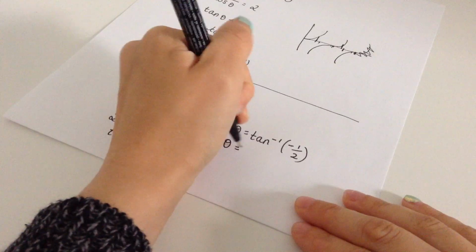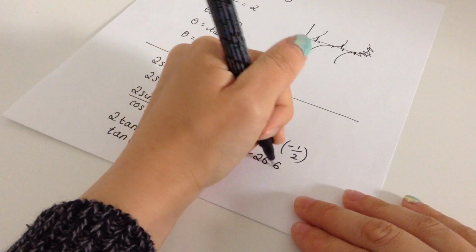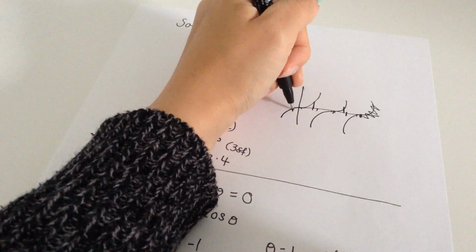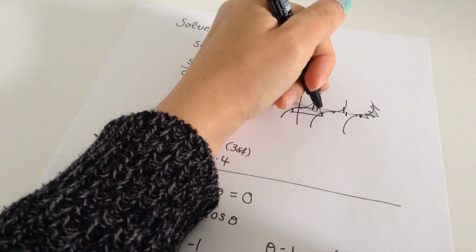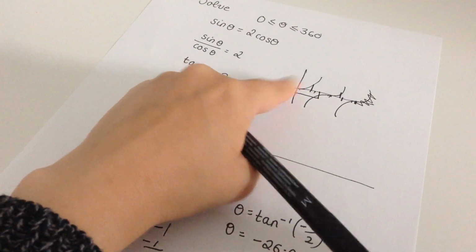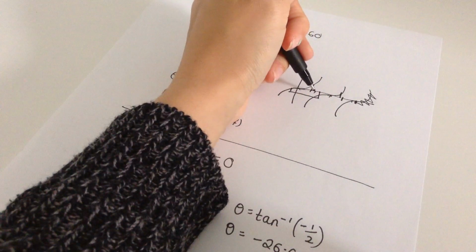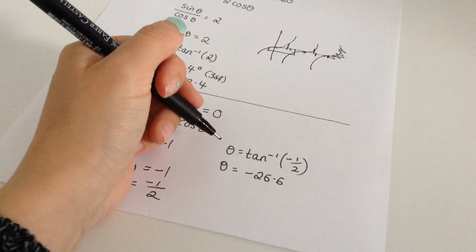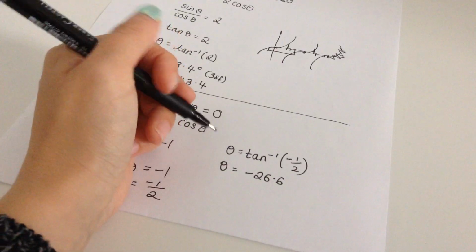Okay, so tan theta equals -1/2, and then I can just inverse tan that. So theta is minus 26.6. That's no good, I'm not allowed a negative. That's like down there. Minus 26.6. So if I go from, what's that, 90, 180. If I do 180 take away 26.6, that should give me that one.